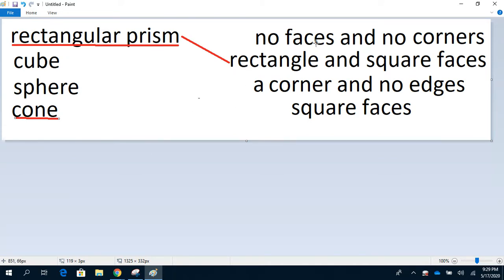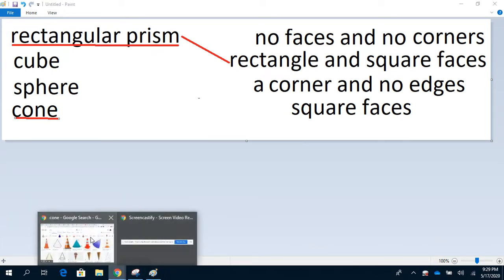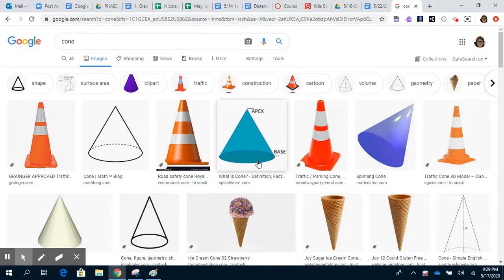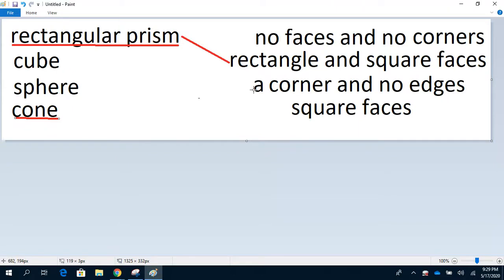We said it had one corner. No faces, no corners. That's not true. Square faces. Were any of the sides of this square? No. So it's not going to be square faces. A corner, so one corner, that was true, and no edges. That's right, because it's round. So this would match. All right, we have two things left, a cube and a sphere. Which should we start with?